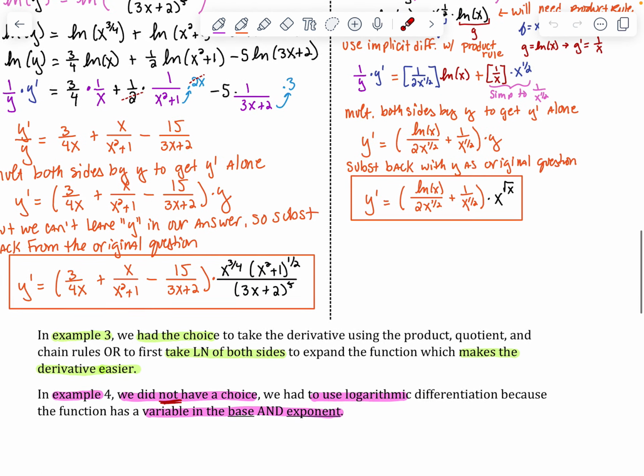So just to finish up this statement at the bottom, we had said we didn't have a choice about taking the log of both sides. And just to reiterate, it's because the variable was in the base and the exponent.